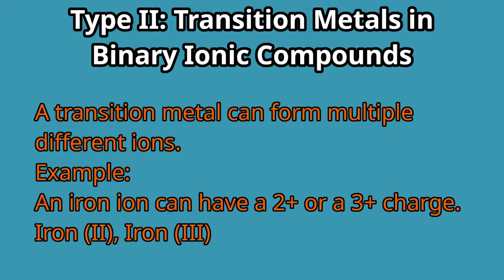For example, iron can form cations with a positive charge of 2 or 3. When we write the name of a cation, we write iron (II) when it has a charge of 2, or iron (III) when it has a charge of 3.